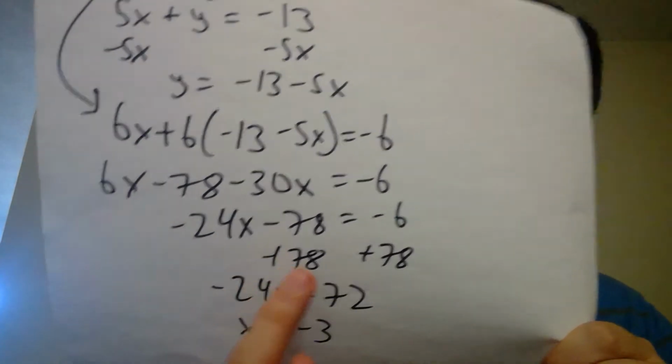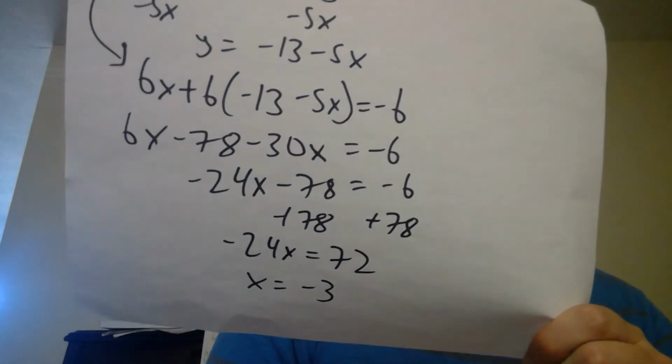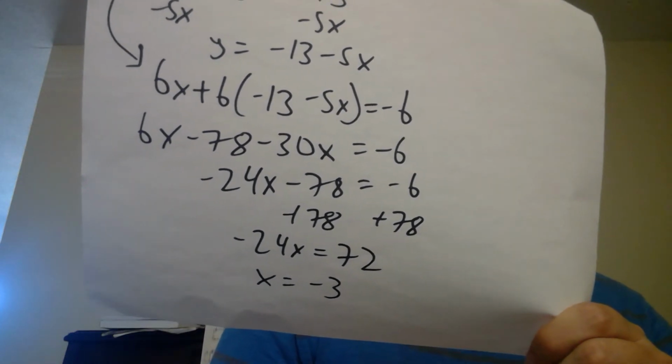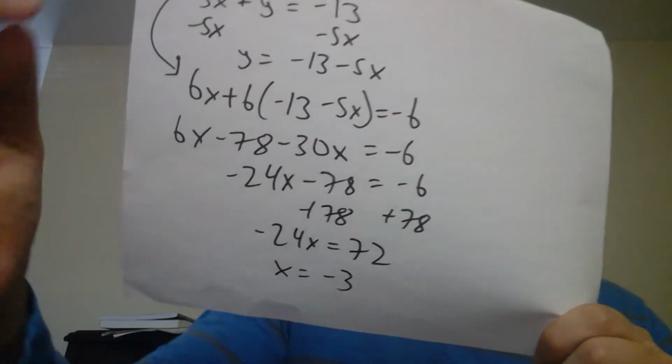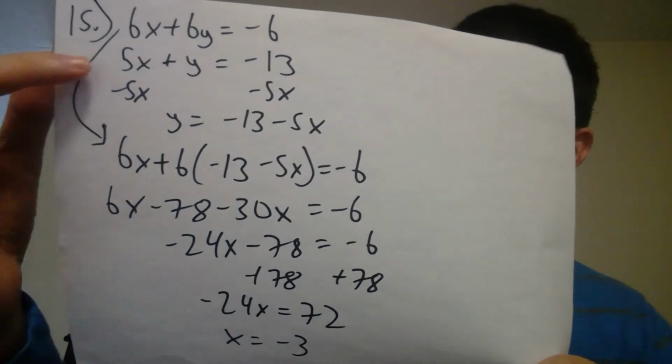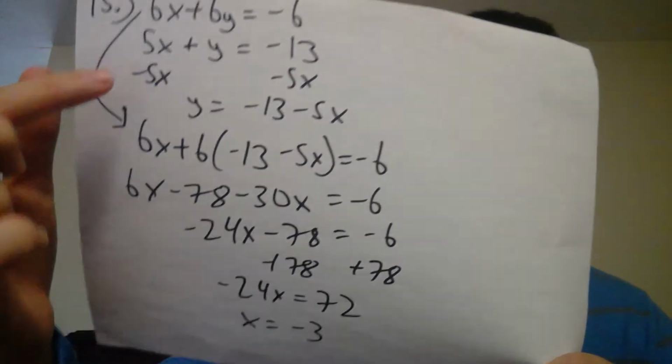Negative 6 plus 78 is 72. Divide both sides by negative 24. I got negative 3. So you're going to add 78 to both sides. Divide both sides by negative 24. And then to solve for y here, guys, we take this and plug it into either one you want. Excuse me, I'm going to plug it in the second one just because.